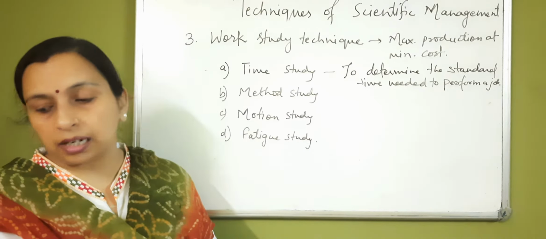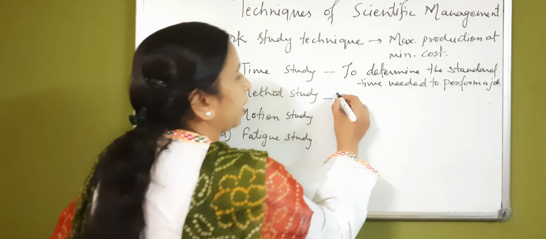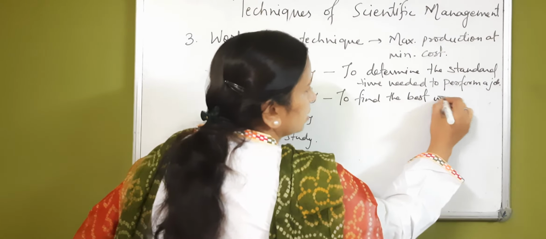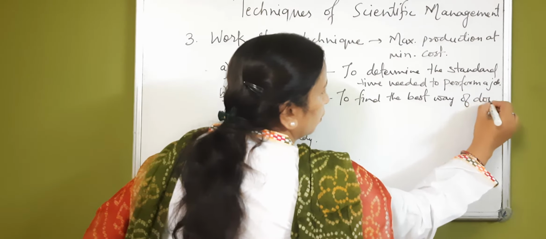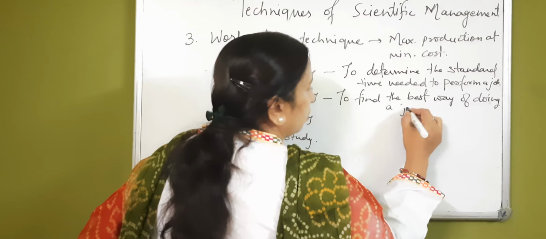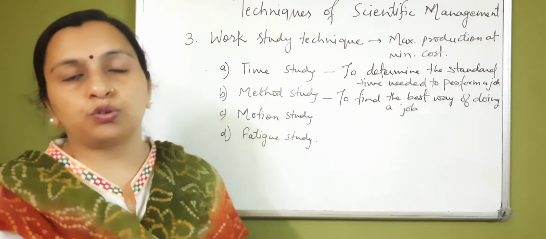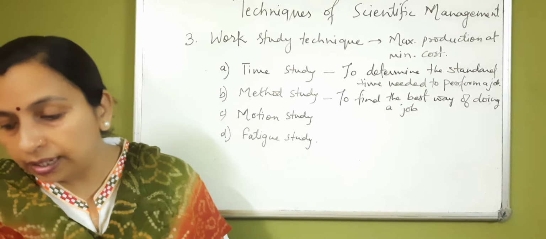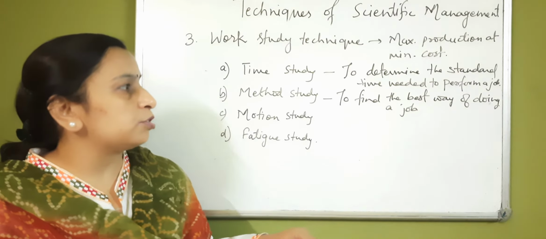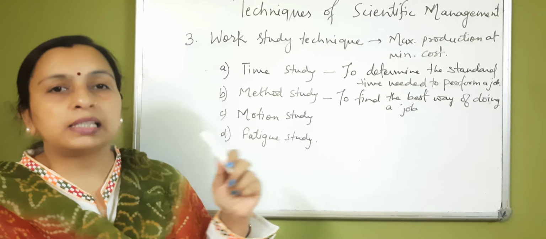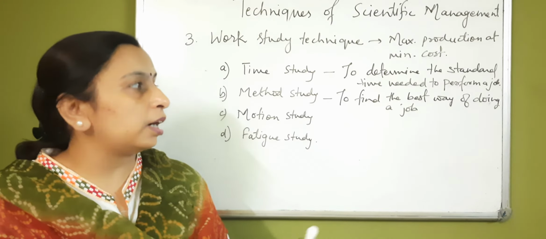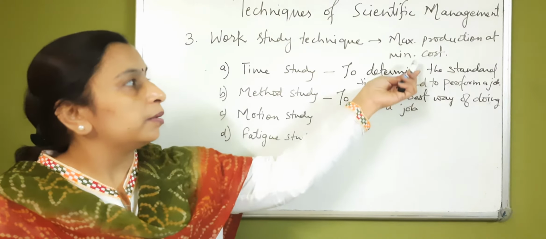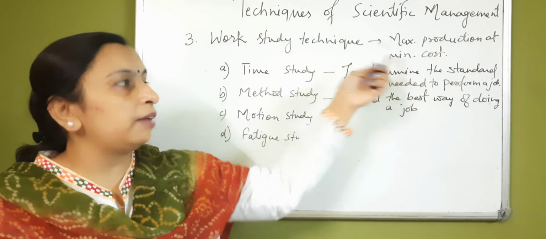Next is method study. Method study is conducted to find out the best way of doing the job. So which method should the company follow? Whether the company should go for a capital intensive method or a labor intensive method. There are different methods of doing the job, so method study is conducted to find out the best method, so that the company can have maximum production at minimum cost.